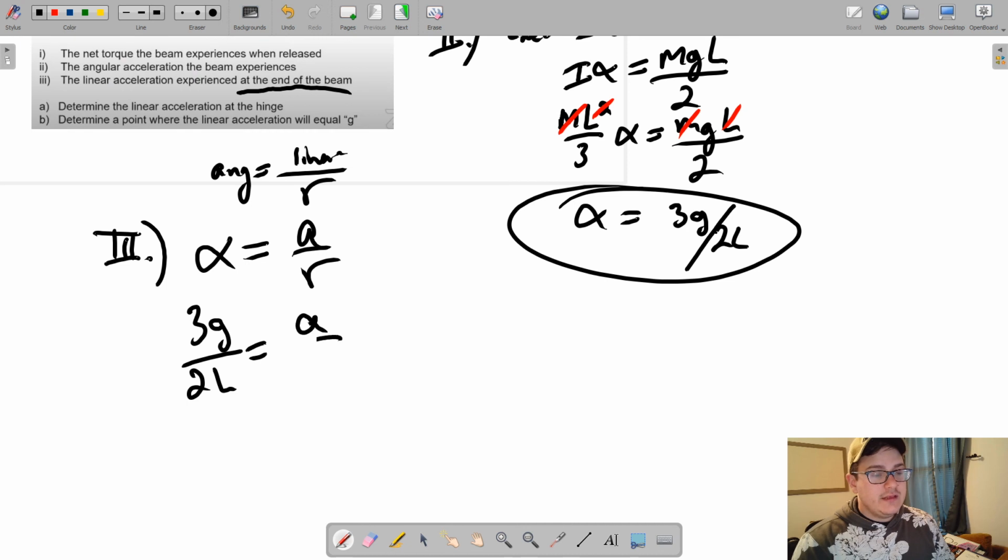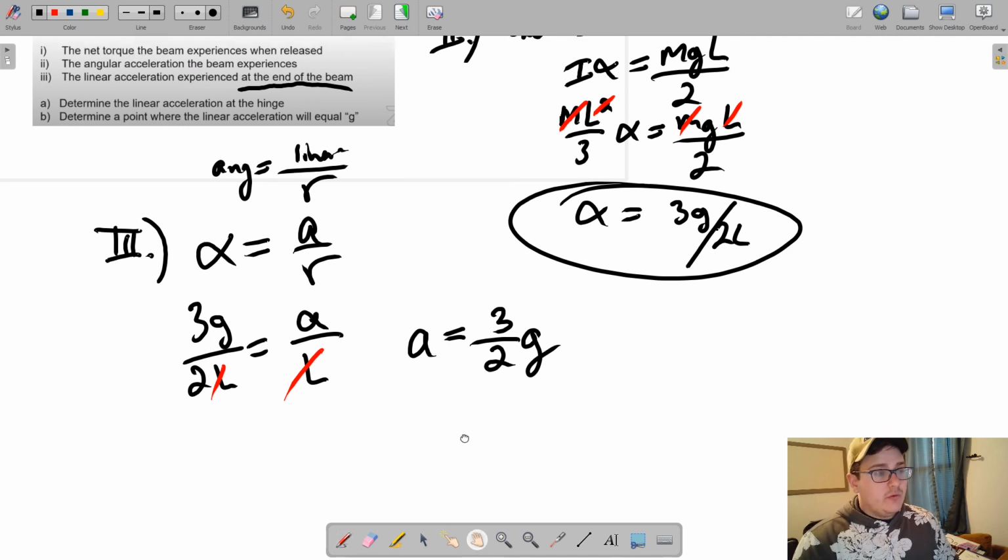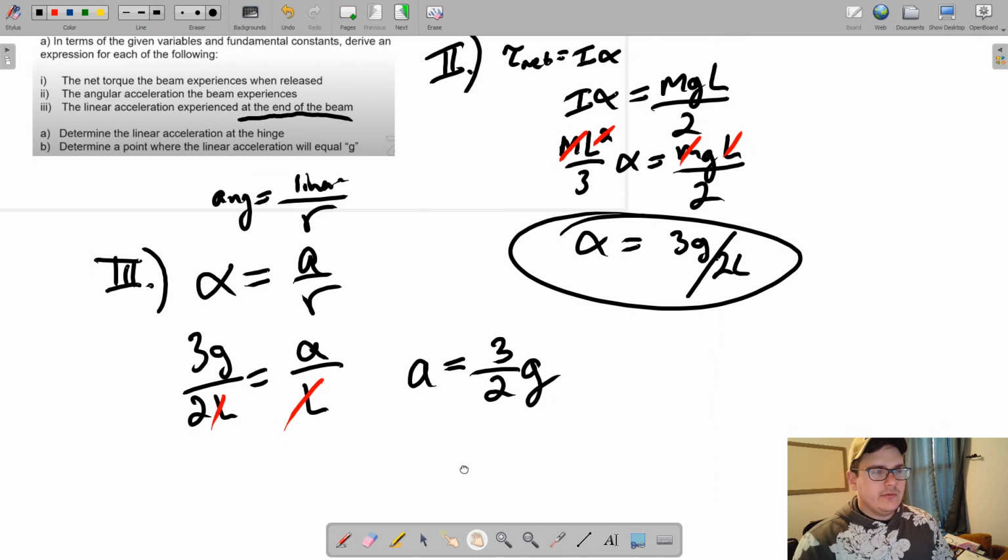We're looking for that acceleration at the end of the beam. So what are we going to use for our radius? Well, how long is the beam, or how long is it from the rotation? That's just going to be the entire length, L. So just like we did before, let's cancel out some units. Length disappears, so the acceleration at the end of the beam is 3 over 2 g. All right. Parts 1, 2, and 3 are done.